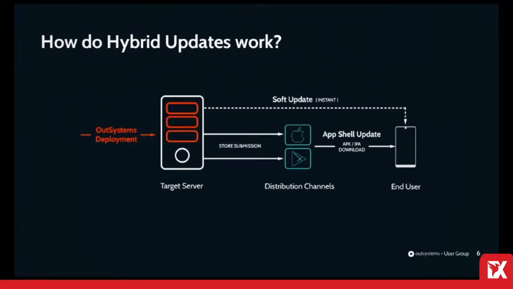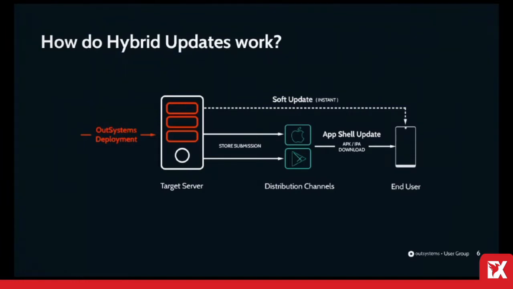So if I'm an end user and I've got this mobile app installed on my device, after the OutSystems deployment occurs and completes successfully, if I open the app on my mobile device, then you would see a blue banner that comes from the top of the screen saying that your app has been updated to the latest version or something along these lines, indicating that you've just received a soft update and now your app is running on the latest version.